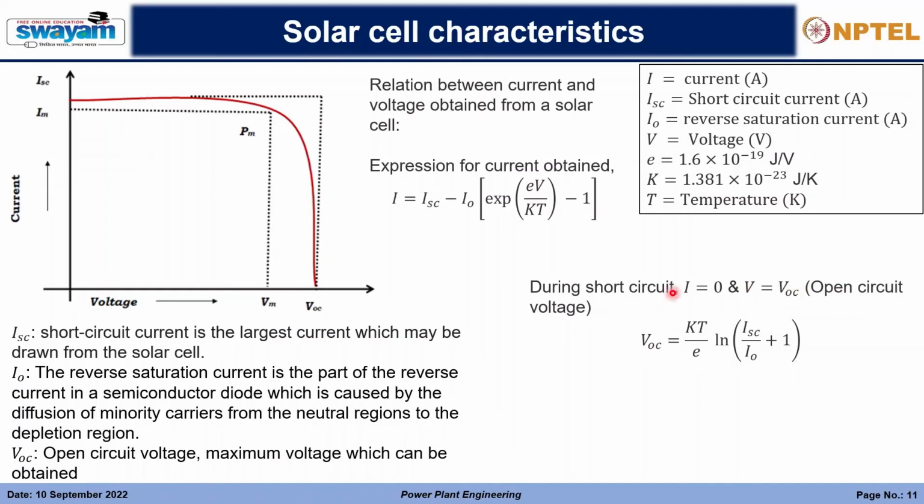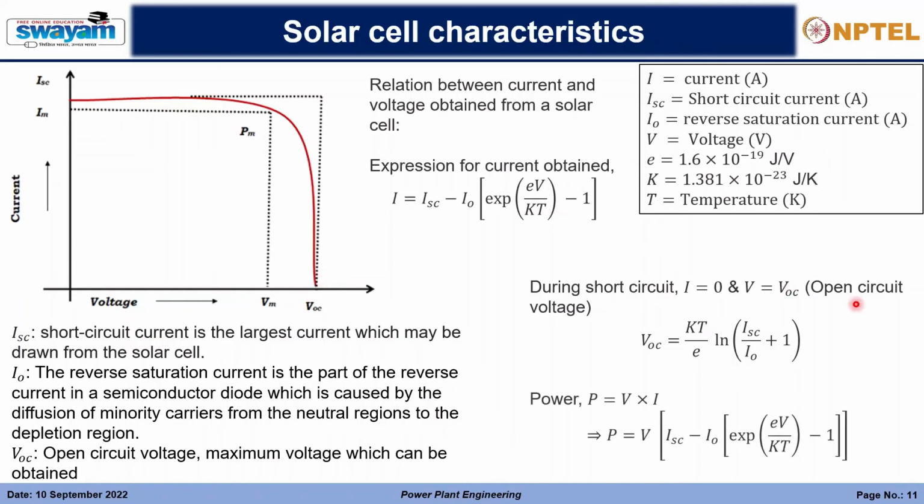So the voltage, this open circuit voltage, if we put in this particular equation, then we will get the value of this open circuit voltage as this. So we have got the theoretical maxima of this at this particular point.